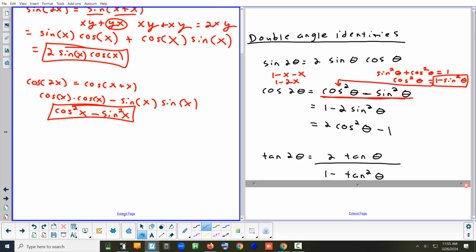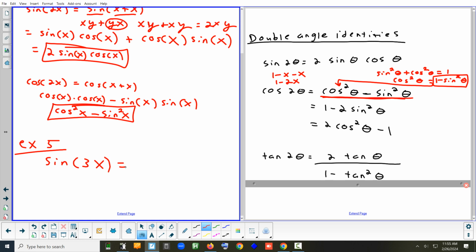Just make it up. Let's do this example. I want to simplify sine 3x. Okay. Did I give you guys any triple angle identity formulas? I don't even know what triple angle identities are. They probably exist. I don't know what they are.